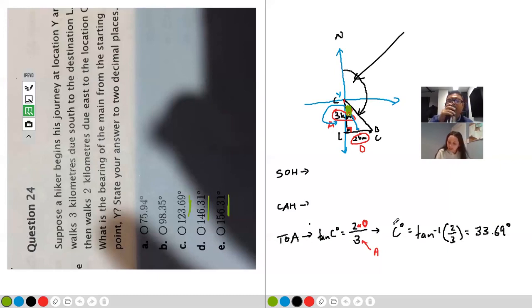Can you do it that way? Yep. That's the other side. And then 90 plus 56.31. And that equals 146 plus 31, which is C. Yep. Good. So D. Got it? Which is D, yeah. Yep.